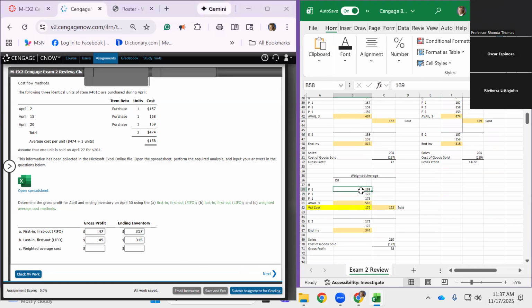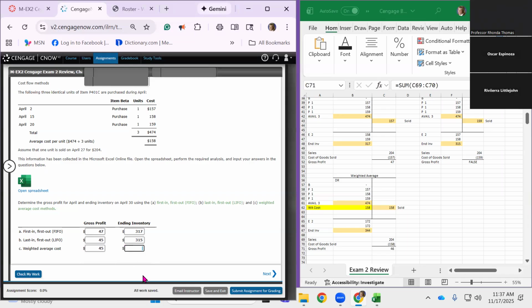Weighted average, they've done the math for us, but I'm still going to put it in anyway. We've got a weighted average cost of 158. So that means that one item equals 158. If you take the sales price of 204 from the problem and subtract 158, you get 46. And weighted average is always going to fall in between first in, first out and last in, first out, FIFO and LIFO.